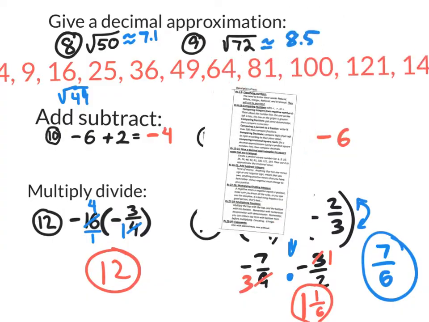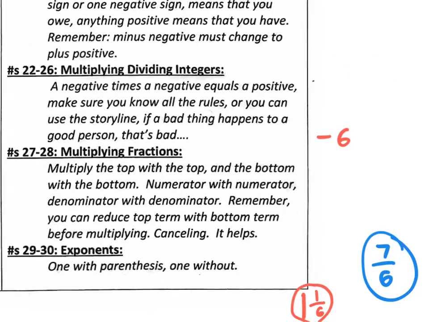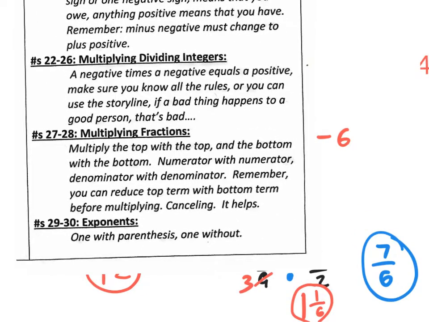So going back to the description here. The multiplying, dividing integers, I didn't give any examples of those because I'm assuming that if you could do that with fractions, you could do that with regular integers. Now the final 2 questions are dealing with exponents. One has parentheses, one is without.